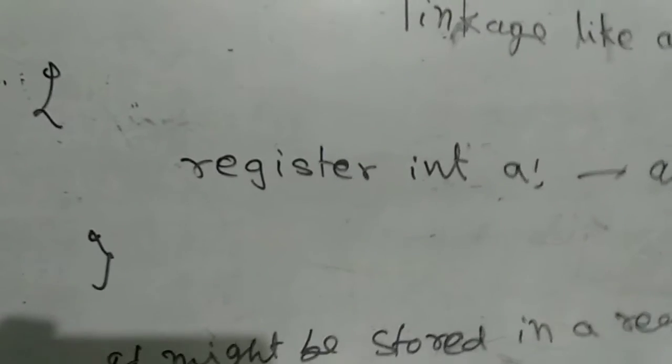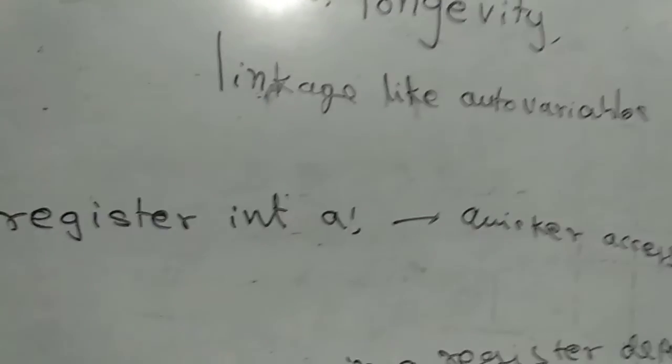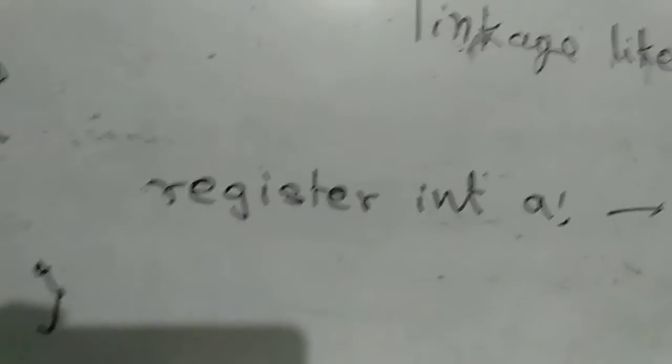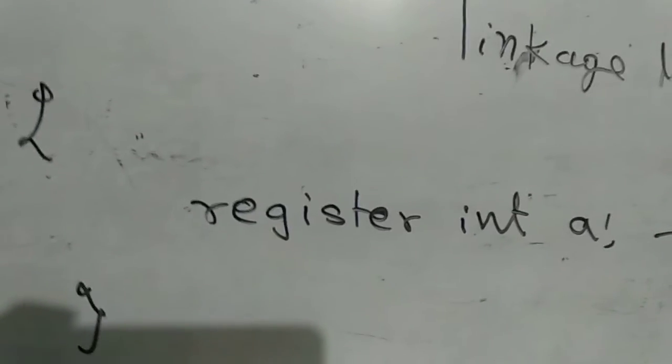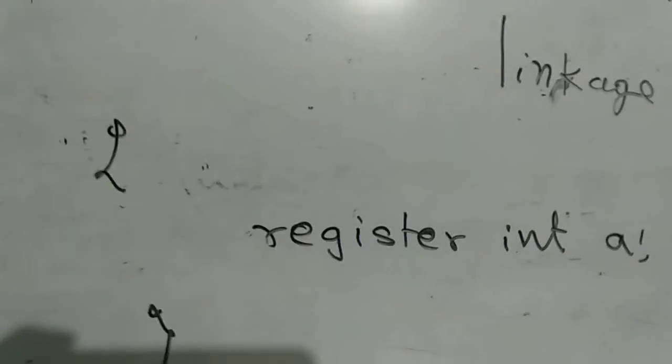Let's look at how a program with a register variable looks. Generally, it is declared with the register keyword: register int a. It has quicker access. If you declare int a as a register, it will be placed in the CPU registers. If the CPU registers are 32-bit, it will be stored in a 32-bit register. This value a might be stored in a register.